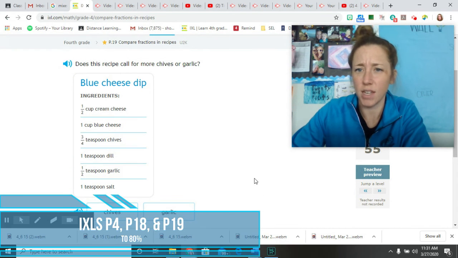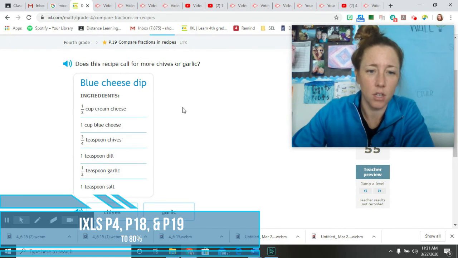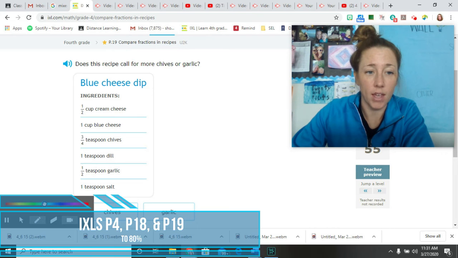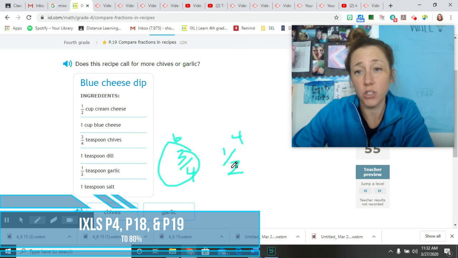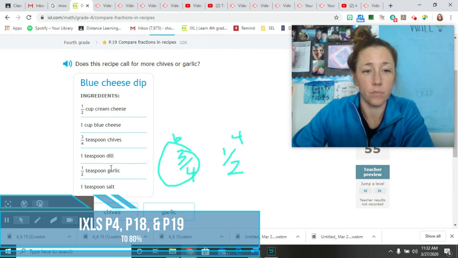Blue cheese dip. Chives or garlic? So which one's more? Chives, I got 3/4. Garlic is 1/2. Same thing, I can write it out. Maybe you'll do this in your head if you know that 2/4 is the same as 1/2. Chives.